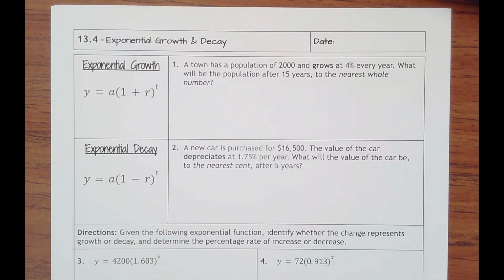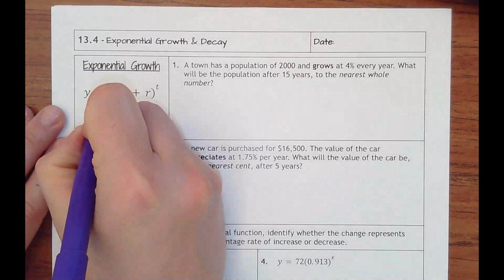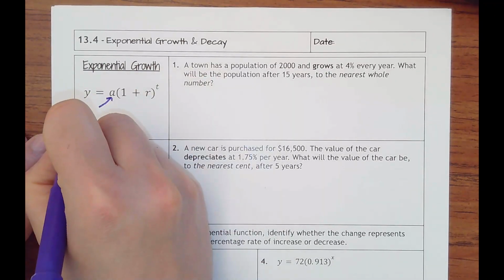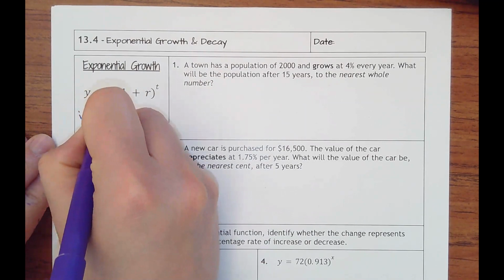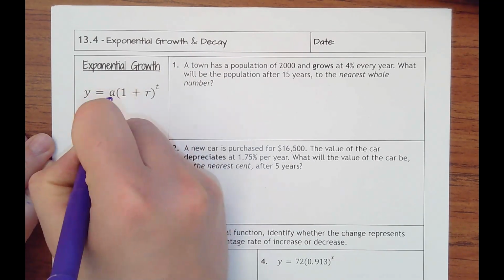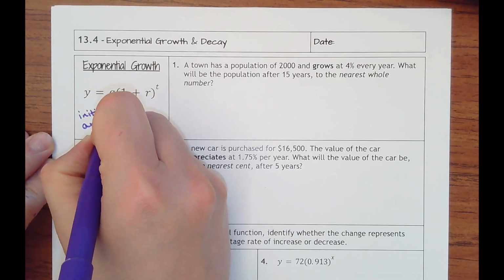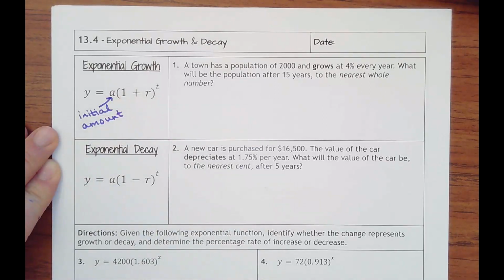Lesson 13.4 is exponential growth and decay. So now we're getting into actual formulas for growth and decay. We're going to have y equals, and then this a value is the initial amount. We've seen that now several times where the first number here is always what the first number is in the sequence, the first amount in the problem.